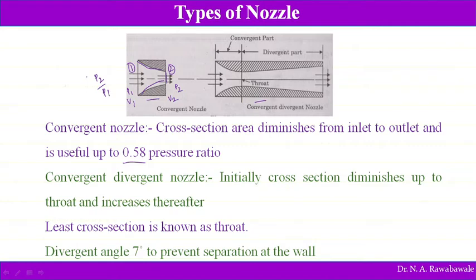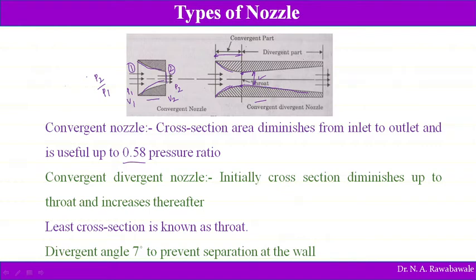The second type of nozzle is the convergent divergent nozzle. In this nozzle, the first part is known as the convergent portion, where the cross-sectional area diminishes gradually to a certain extent, and after that the cross-sectional area starts to increase gradually. The portion at which the cross-sectional area is minimum is known as the throat. The part where the area diminishes is the convergent portion, and the second part where the area gradually increases is the divergent portion.